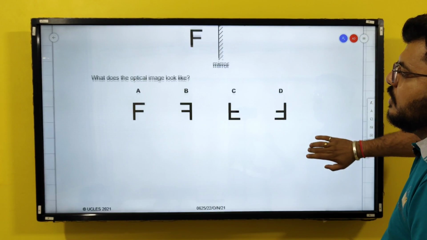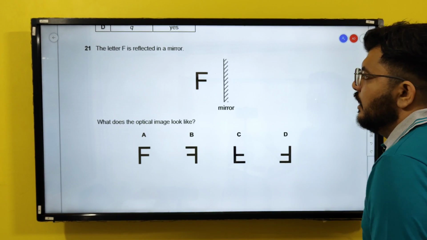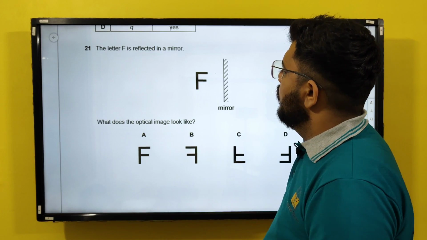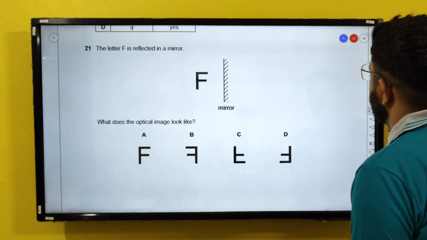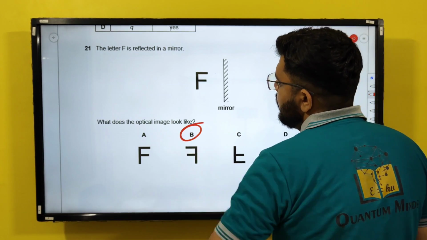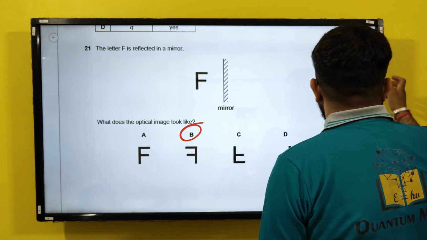Let's see question number 21. Letter F is reflected in a mirror. Okay, what will happen? Lateral inversion. Which is laterally inverted image? Image B is laterally inverted.